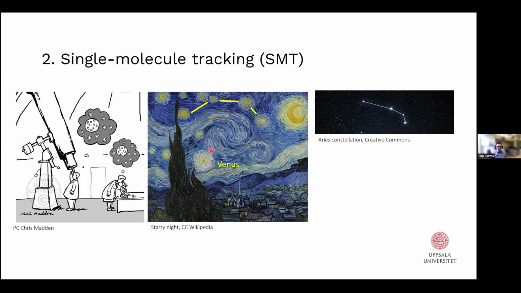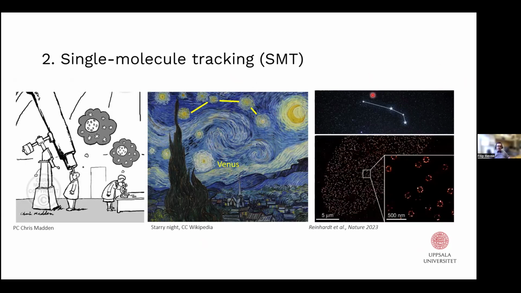And actually, historians, by using the location and the position of the stars relative to Venus, have been able to pinpoint an exact date of 1886, summertime, for when Starry Night was painted. So that's what you can do if you just track the movement of particles. These, in this case, are pretty big particles. But if you look at the Aries constellation and compare it to fluorescently labeled molecules in a living cell, they look pretty much the same. It's just the size or the scale that is different.